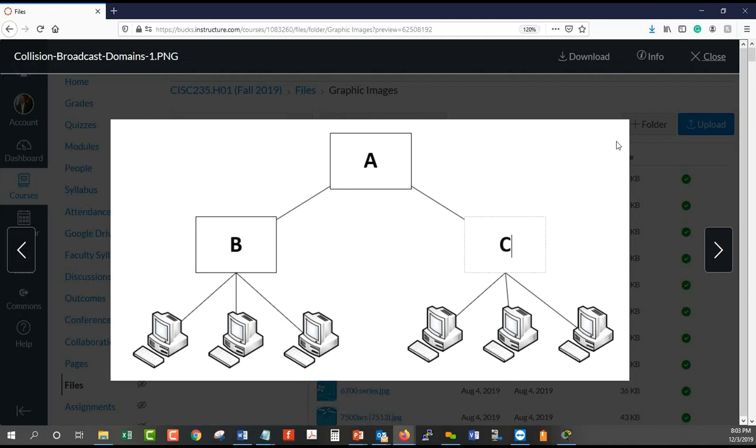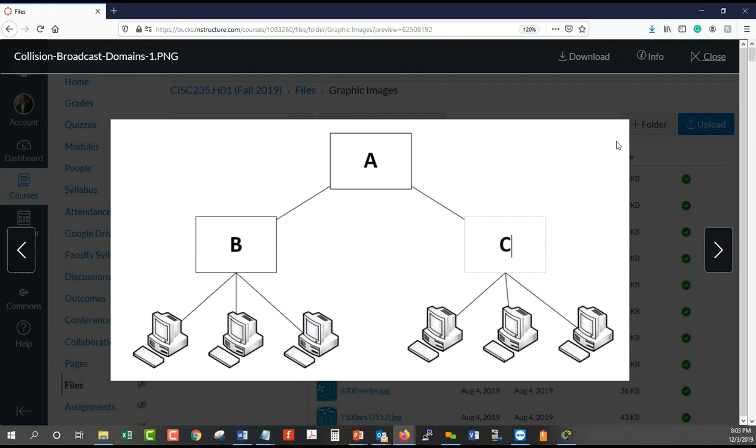And A is a switch. B and C are hubs. So as a result, you've got a broadcast domain over here on the left side and a broadcast domain on the right side. And again, with collision domains, you've got a collision domain on the left and a collision domain on the right. Okay, so next.